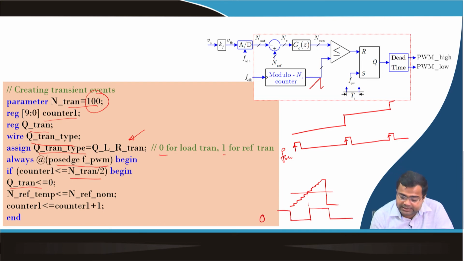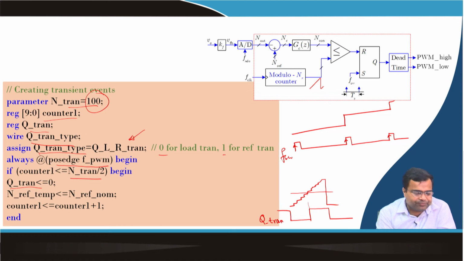And this is my Q tran, and this we are using for load transient. That means, I will show you, it can be load or reference. So, we will make 50 cycles one condition, another 50 cycles another condition. If it is a load transient, 50 cycles one load resistance, then another 50 cycles another load resistance. If we make a reference transient, 50 cycles Vref nominal, another 50 cycles Vref nominal plus delta Vref. Okay. So, this is fine.